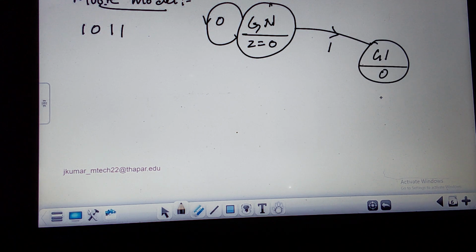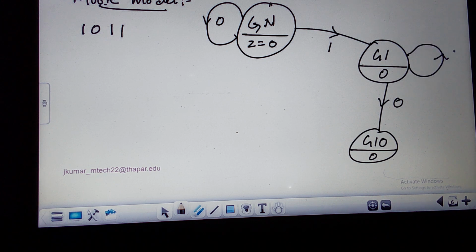Correct. Once you detect the 1, what do you need to detect next? 0. Got 1, it detects 0, it goes to the next state, the 1, 0 state. What is the output? 0. Did you understand? Here, when it detects 1 again, it remains in the same state.